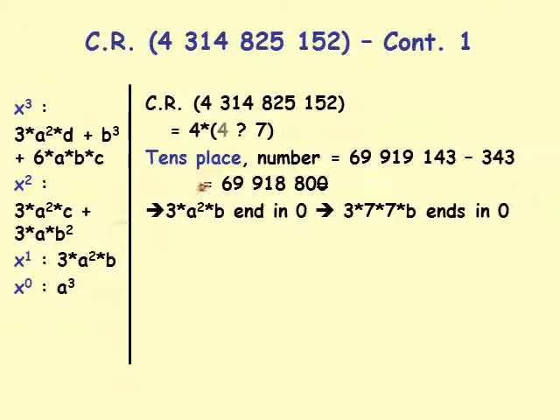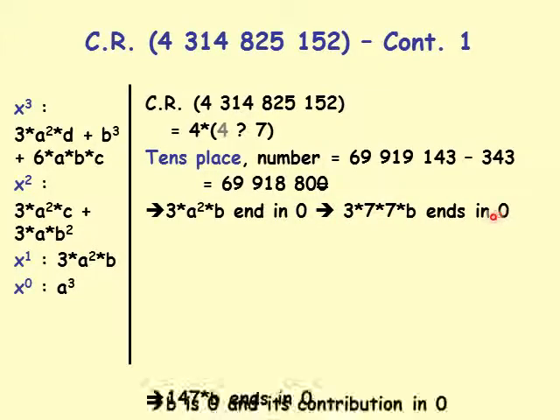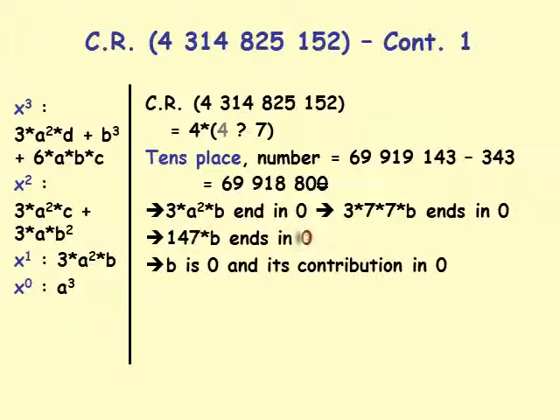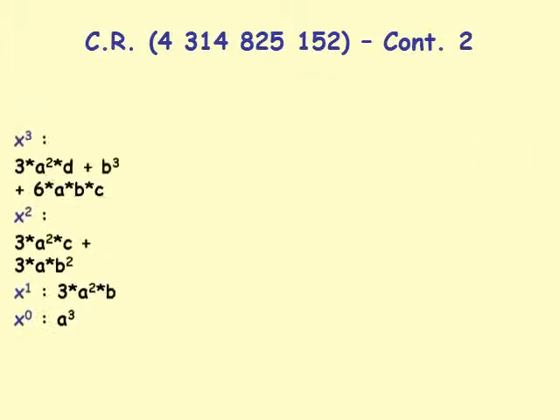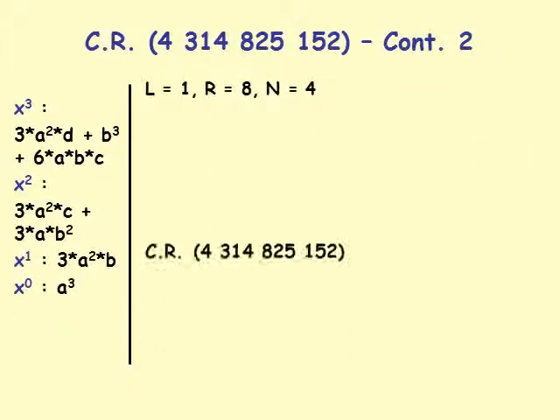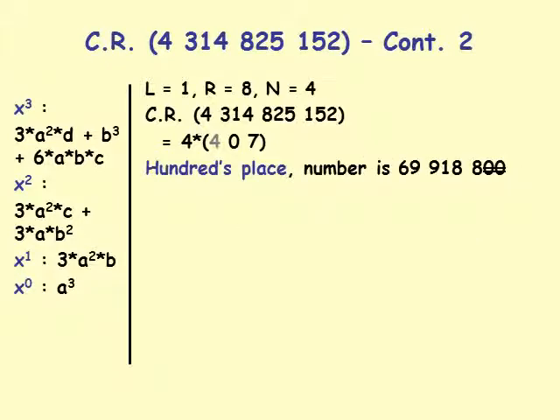That means my tens place is this number here, 3a squared b, which ends in a 0 right here, which is 3 times 7 times 7, a is 7, times b, ends in 0. Okay? That means that 147b ends in a 0. That means that b is a 0. So this question mark here, we just solved that to be 0. I'm going to continue here. So far we have gone that far.